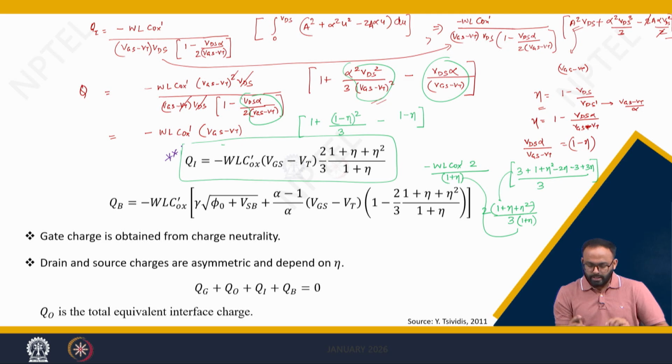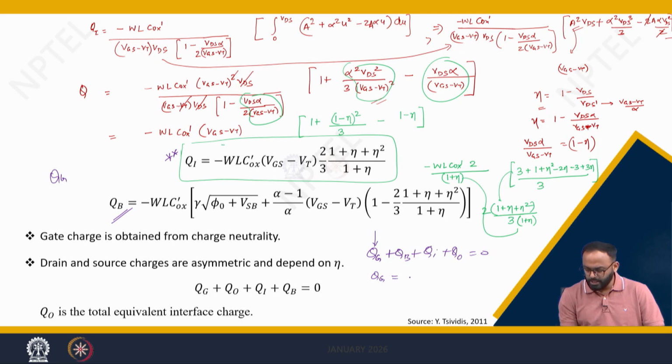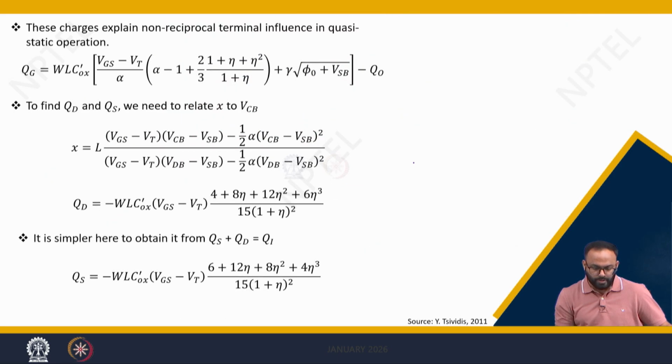Similarly, by the same approach you can calculate Qb. By the same approach you can calculate Qg. The other way to calculate Qg is what? The charge balance equation, because we know Qg plus Qb plus Qi plus Q naught is equal to 0. So if you are interested in Qg, you can simply write Qg is equal to minus of Qb plus Qi minus of Q naught, right, where we have already calculated Qb here and Qi here. So when you put back you will get the closed form equation for Qg as this.